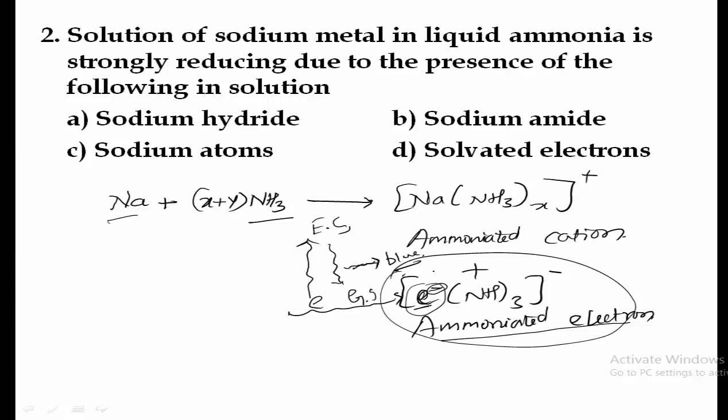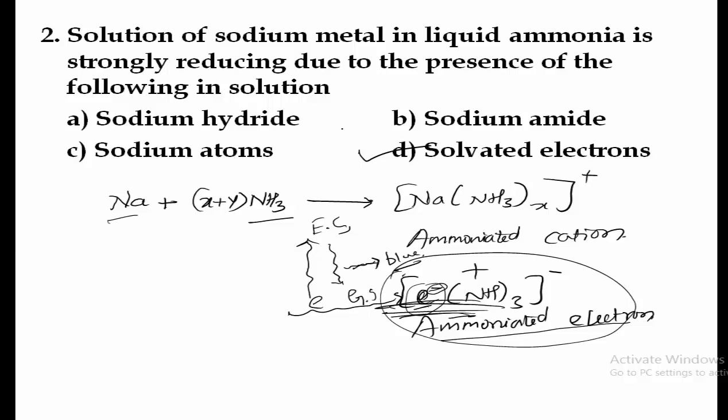Bere element ge electron kottu adanna en madutri reduce madutta. So thus it will act as strong reducing agent due to the presence of solvated electron. Okay, so thus we can say option D, due to presence of solvated electrons in the solution, liquid ammonia, solution of sodium metal in liquid ammonia will act as a strong reducing agent.